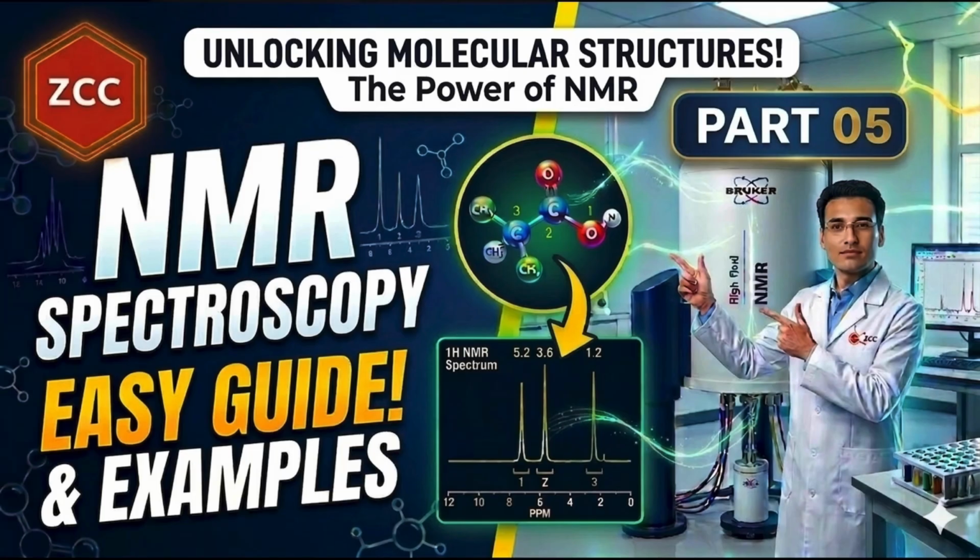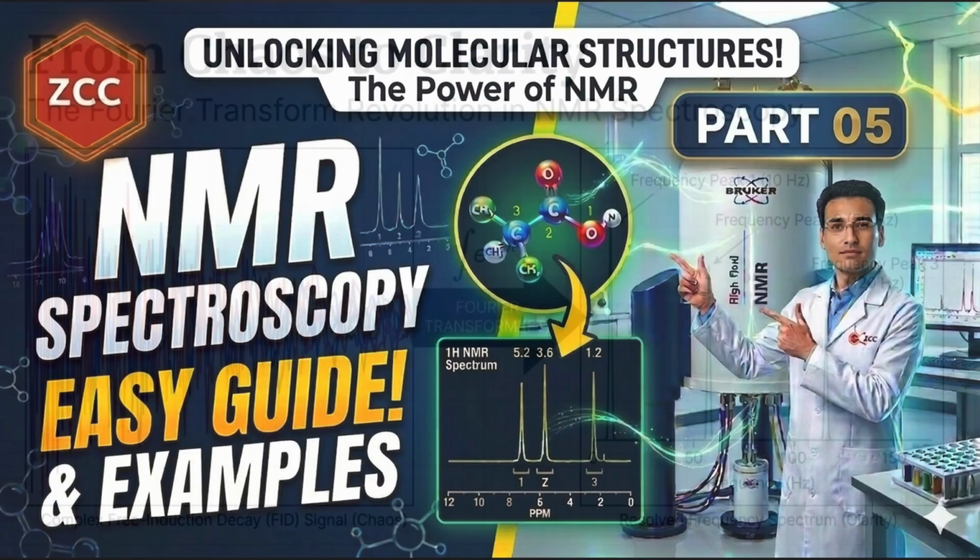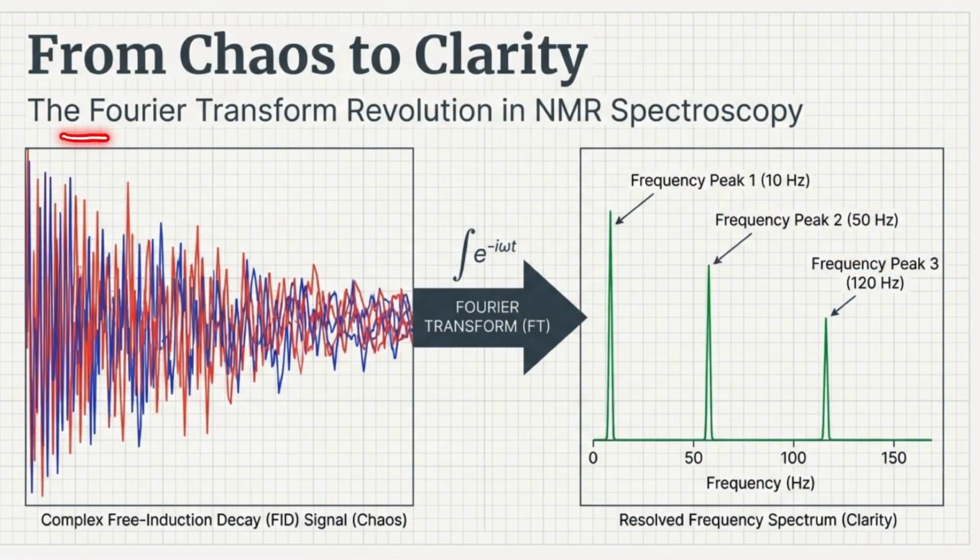So today is part 5 of the lecture series about NMR spectroscopy, and in this particular lecture we will focus on the Fourier Transform NMR spectrometer. The Fourier Transform instrument is a better and more advanced instrument as compared to the continuous wave NMR spectrometer.